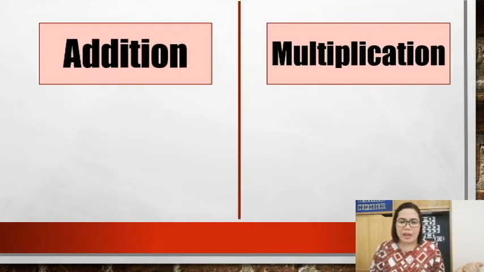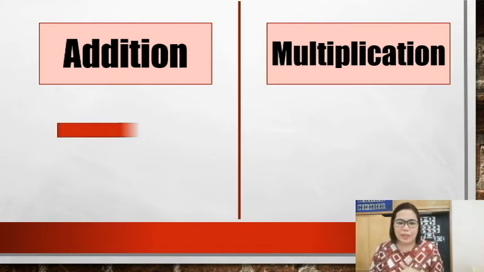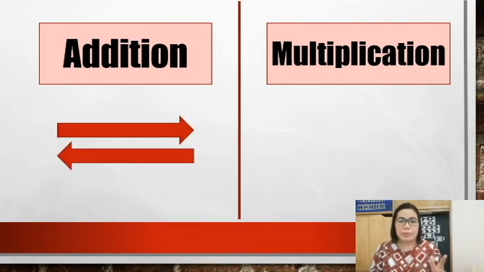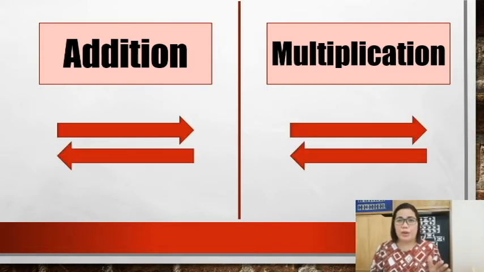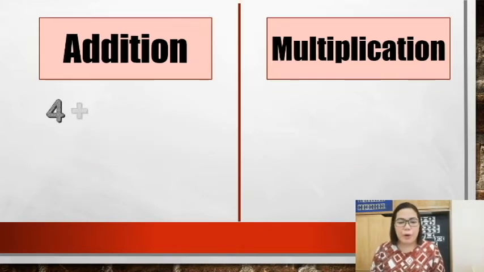Okay, so let us take note of this important property of addition and multiplication. So addition and multiplication, orders of the numbers are not important. So when you say orders, ang placements sa imong numero o kinsay una nga nasulat, dili siya mag-matter sa addition or multiplication. So example, we have 4 plus 3 is just equal to 3 plus 4.